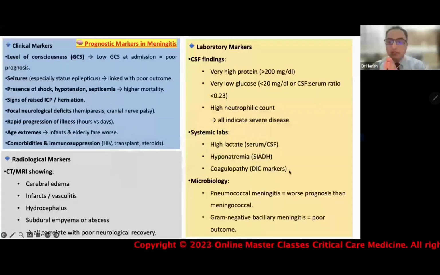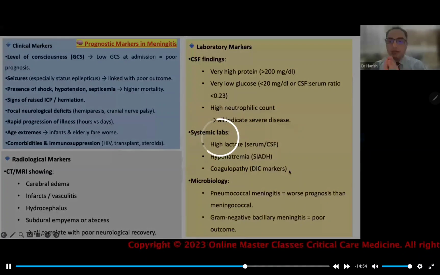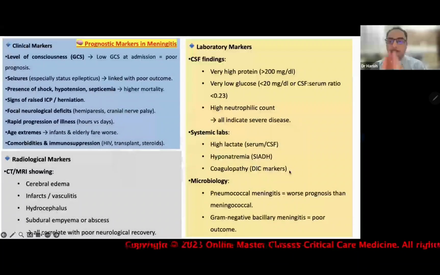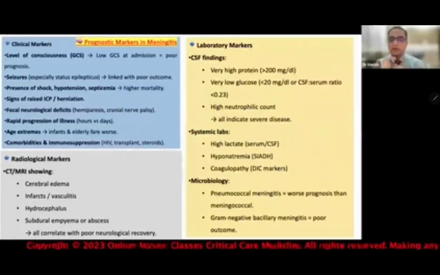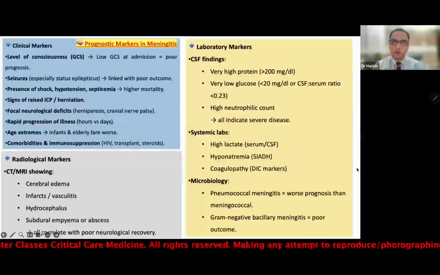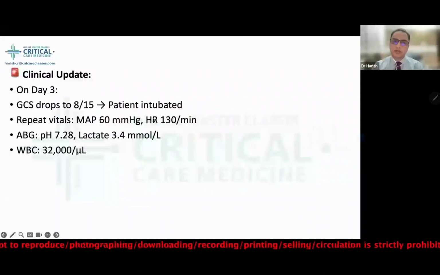Pneumococcal meningitis itself has a worse prognosis than meningococcal. Gram-negative bacilli meningitis has a poor outcome, particularly in nosocomial meningitis in neurosurgery patients or trauma patients. Okay, so these are some of the prognostic markers in meningitis.